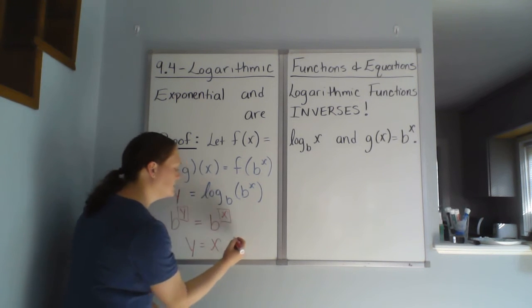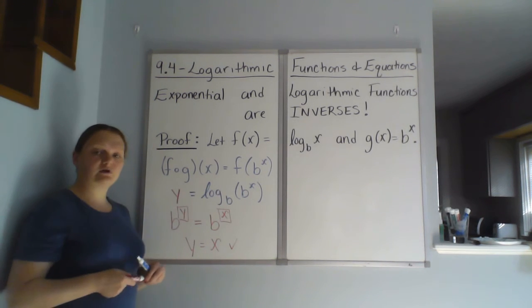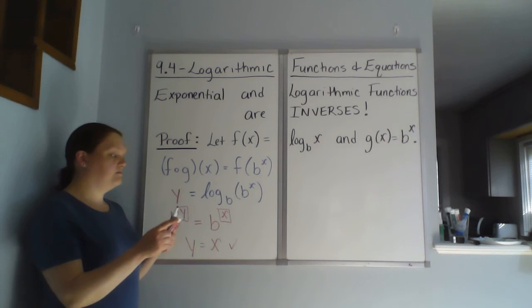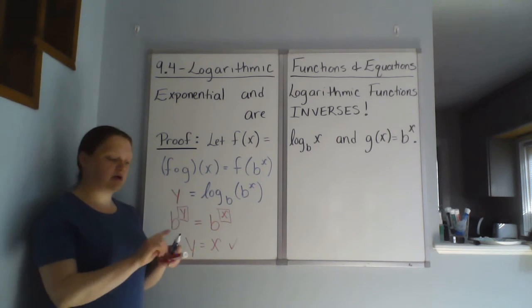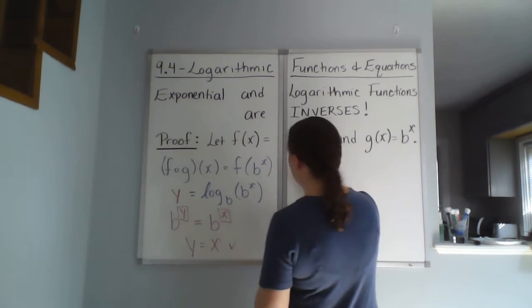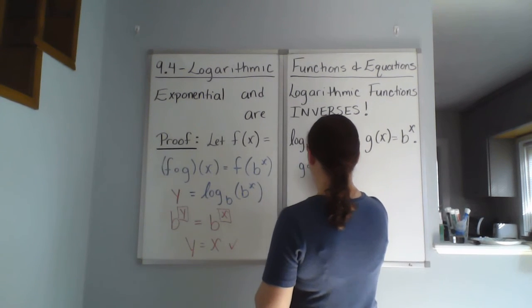So we've actually just shown that this composition works out to x. So that works. But in order for two things to be inverses of one another, the compositions have to work both ways. So now we also need to do, well, what is g of f of x?